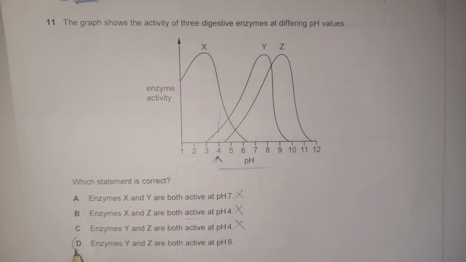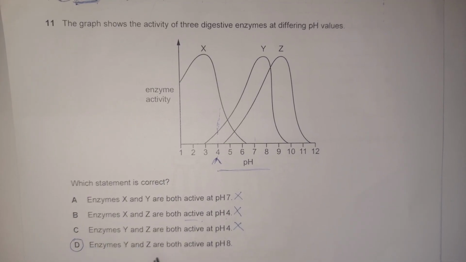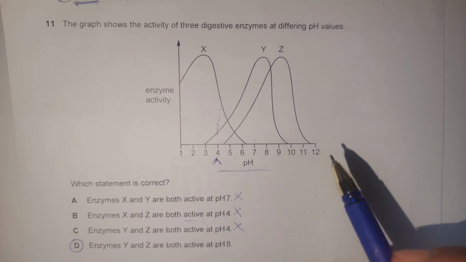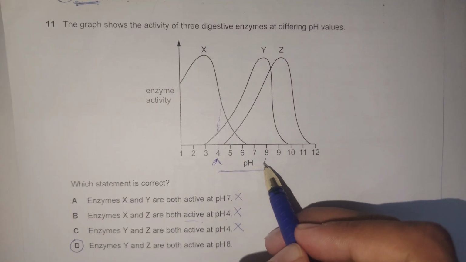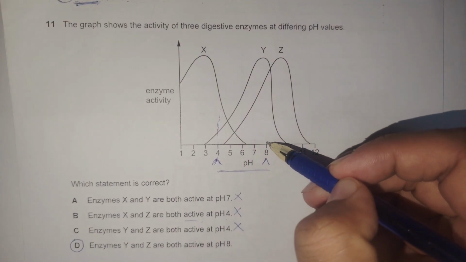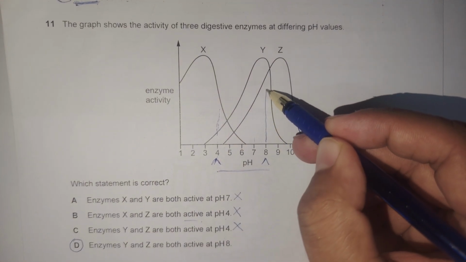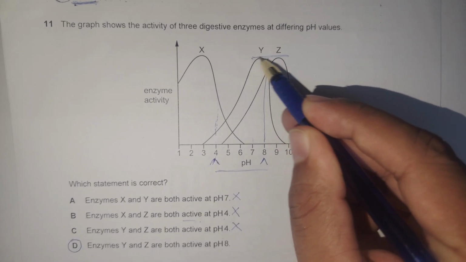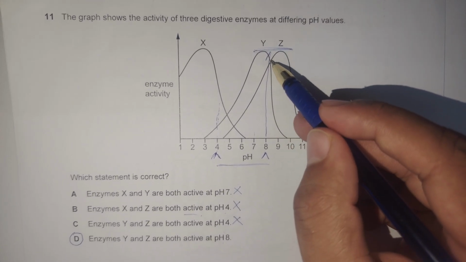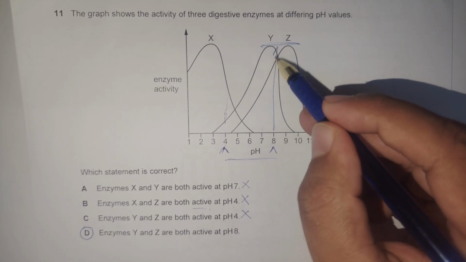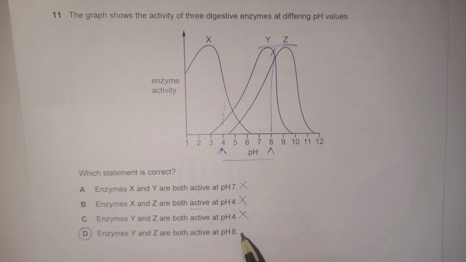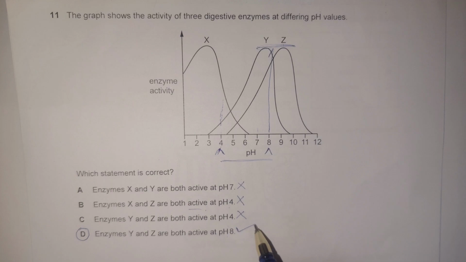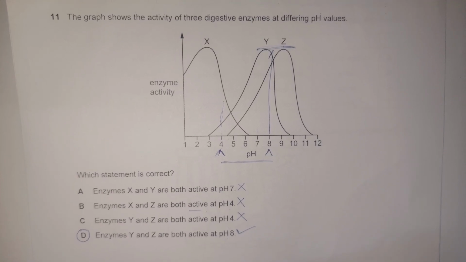Statement D is correct. Why? Because enzymes Y and Z are both active at pH 8. This is pH 8, and if you make a corresponding line upwards, you can see that both of these enzymes are working almost near their optimum level. I hope you have got this answer and you have got how to find the answer to this question.